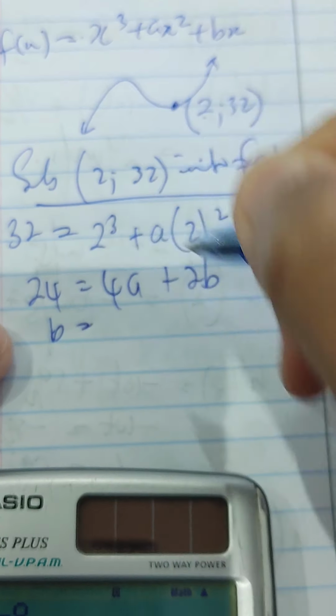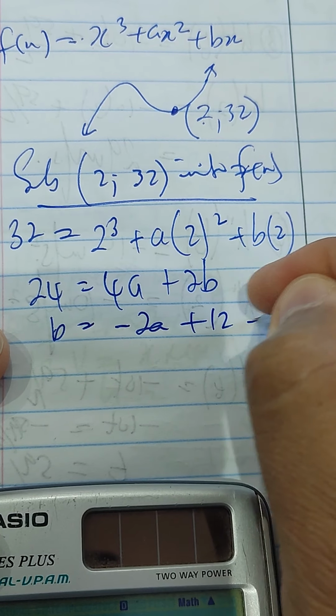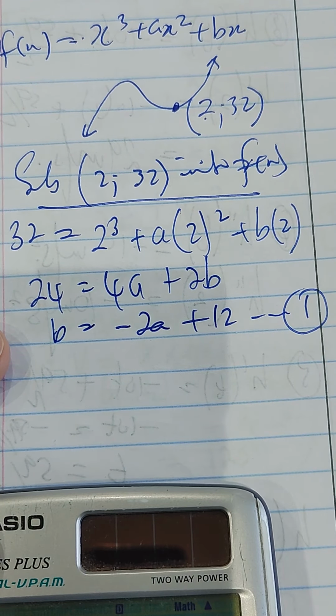Make b the subject of the formula and divide by 2. We get b equals negative 2a plus 12. That's equation 1. Alright.